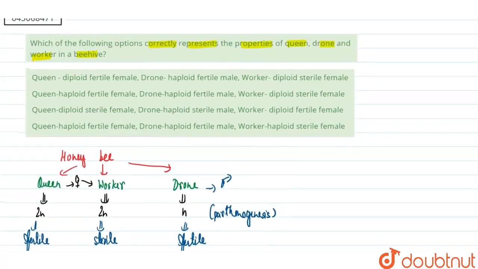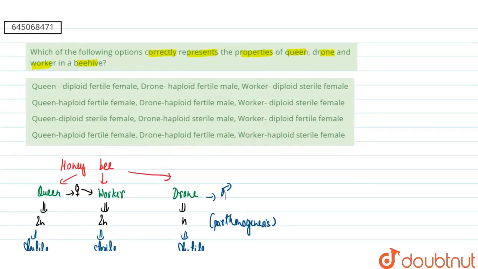So here, if you are talking about the correct answer of this question, it will be the first option, that is queen is diploid fertile female, drone is haploid fertile male, and worker is diploid sterile female. I hope this answered your question.